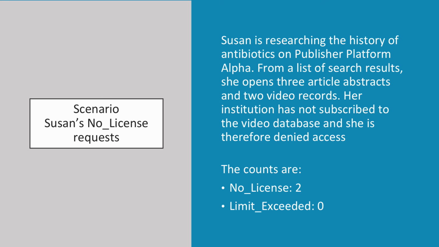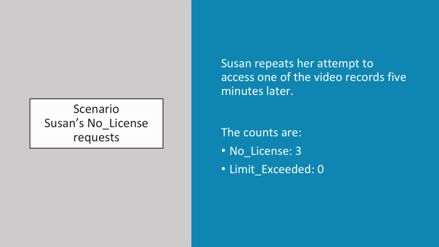In this scenario, Susan is still researching the history of antibiotics on Publisher Platform Alpha. From a list of search results, she opens 3 article abstracts and 2 video records. Her institution has not subscribed to the video database, and she's therefore denied access. Because she's tried to access 2 video records, that would be recorded as 2 no-license counts. If Susan were to repeat her attempt to access one of the video records 5 minutes later, the count would increment to no-license 3. High no-license counts may suggest to Barbara that she should investigate the costs of subscribing to the video database.